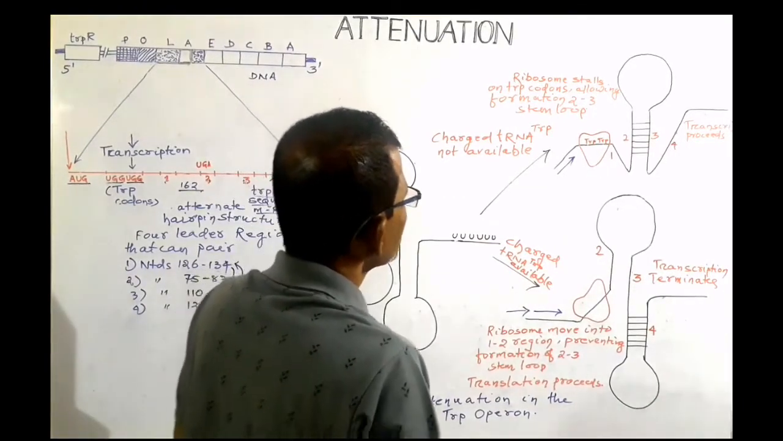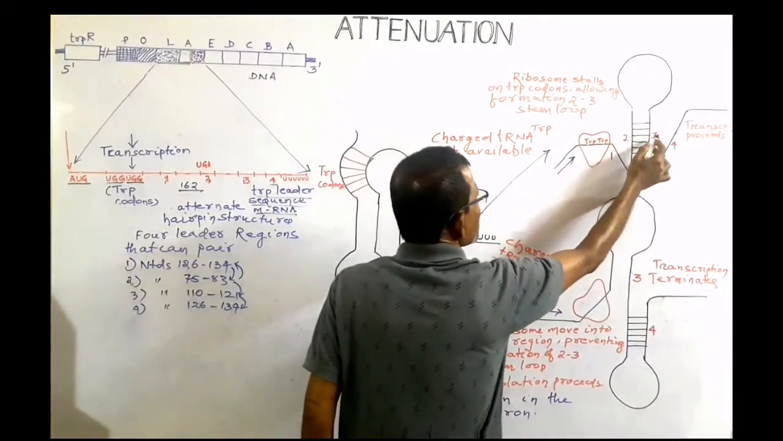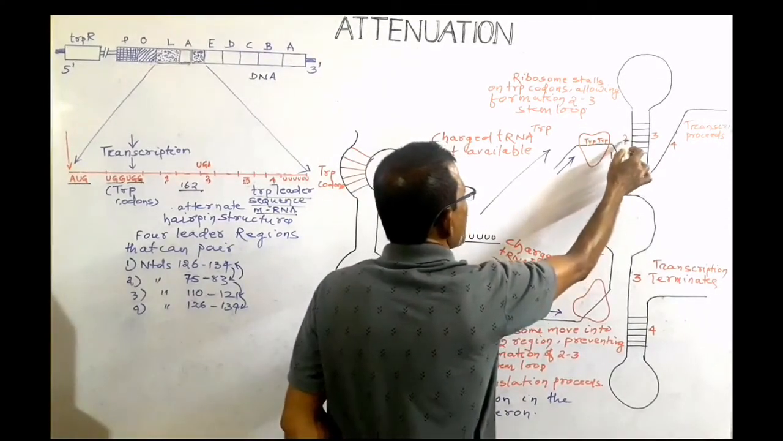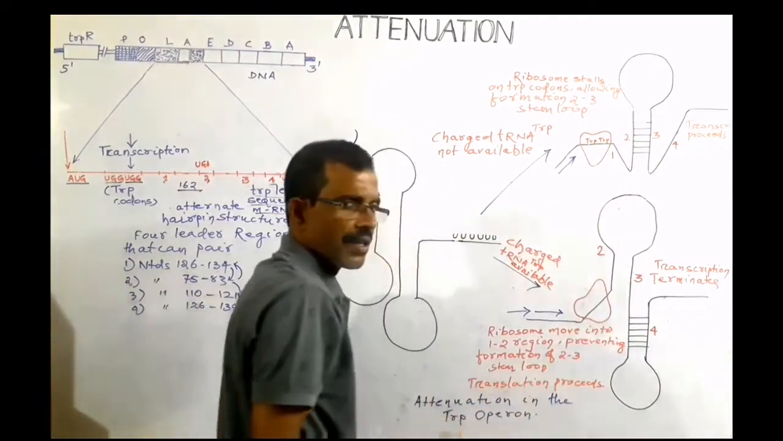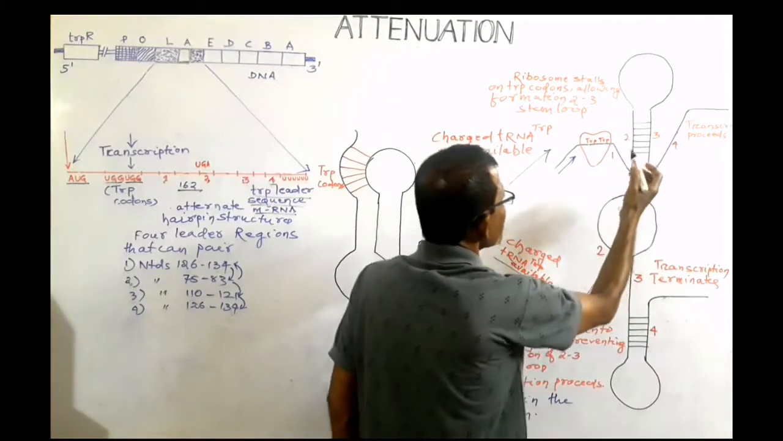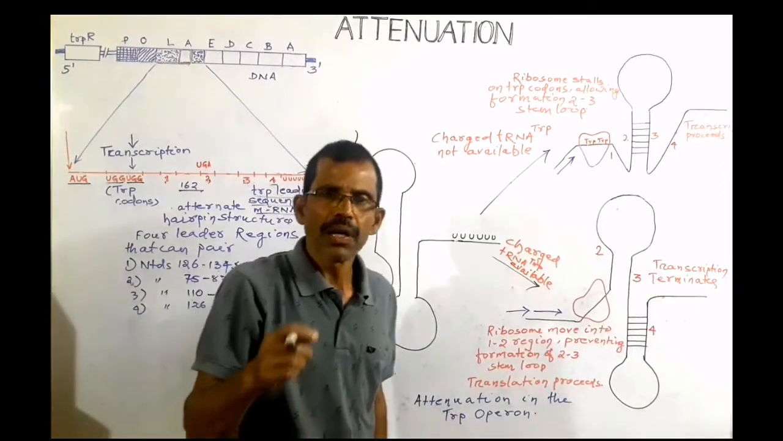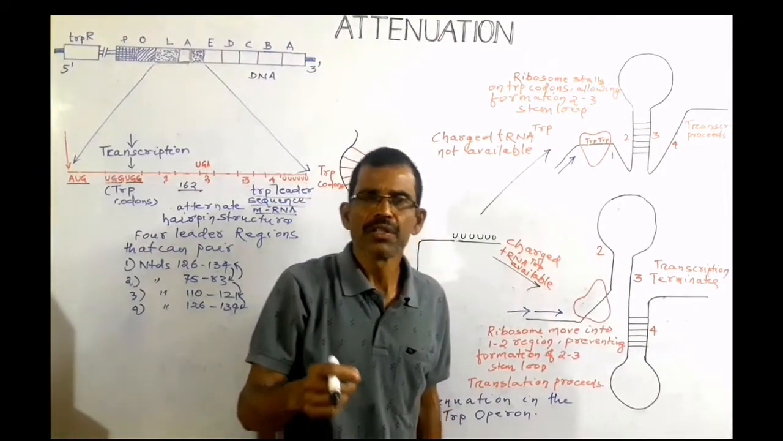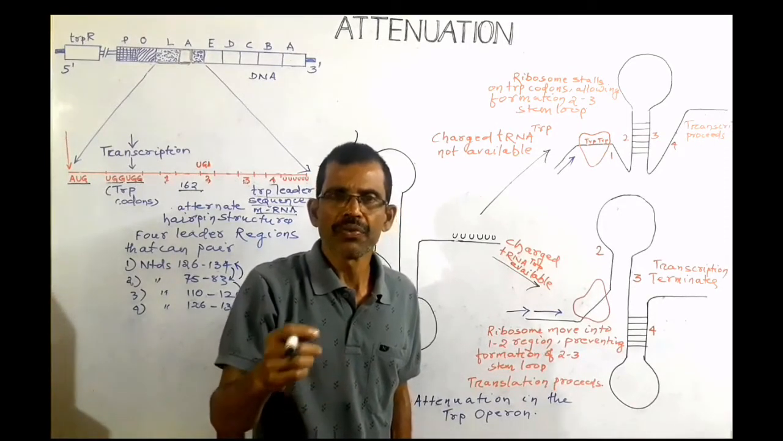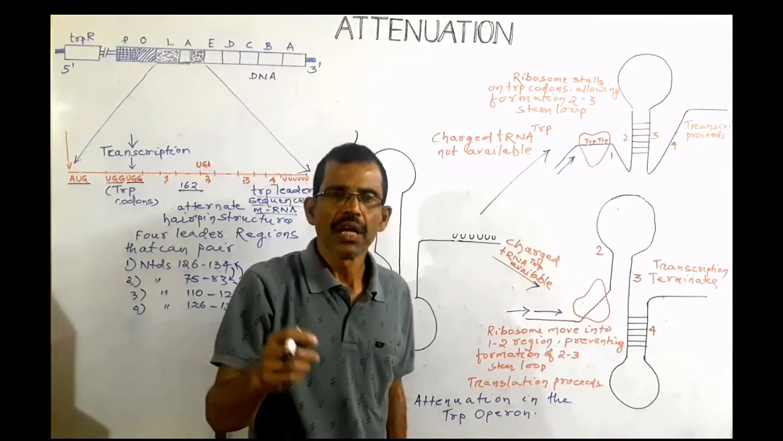So due to this, the formation of the hairpin between region 2 and region 3 occurs. The base pairing between region 2 and region 3 prevents base pairing between region 3 and region 4. Due to base pairing between region 2 and region 3, region 3 will not be available to base pair with region 4. So the transcription termination hairpin will not be formed. As a result, the process of transcription will proceed as usual.